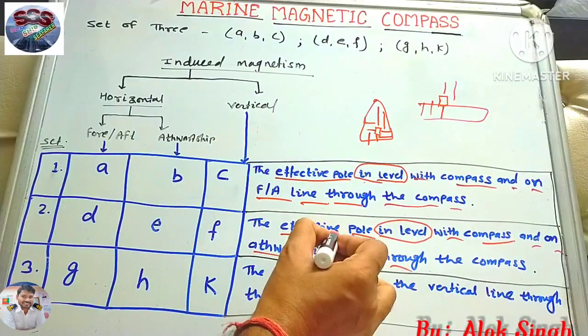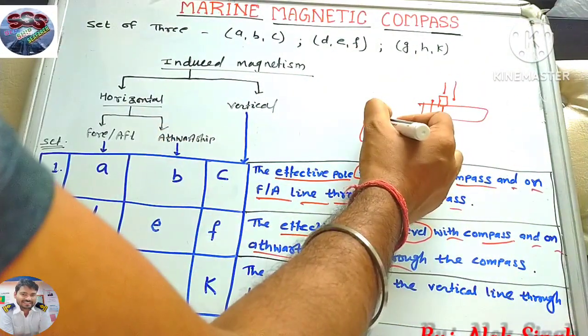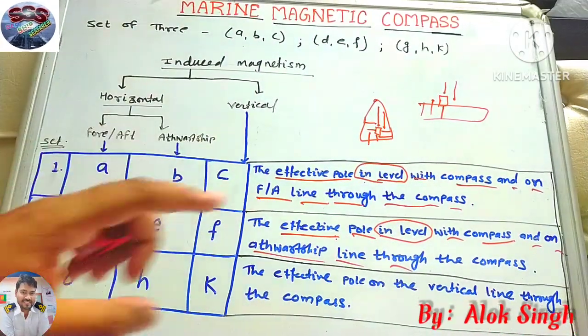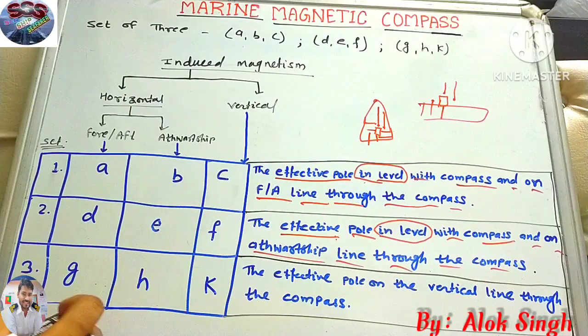So the effective pole, we are only talking about effective pole. Whichever is the nearest one, that will become effective. These all are effective pole. Now it will be more clear when I draw the next table. So for now, you just have to keep this in your mind.